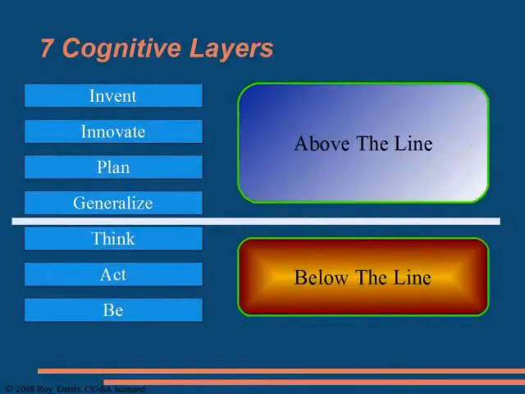Now, one of the things about being above the line is where every layer below the line pushes you down towards the next lower level in a very damaging negative feedback loop. Every level above the line, we find people become 80% more productive. They are 5 times better at solving problems, and they use 80% less resource to solve that problem. So when you get to generalize, the difference between think and generalize is an 80% savings in effort. You're 5 times better at solving problems. Go to plan, and you're even better. Go to innovate, go to invent, you're that much better.